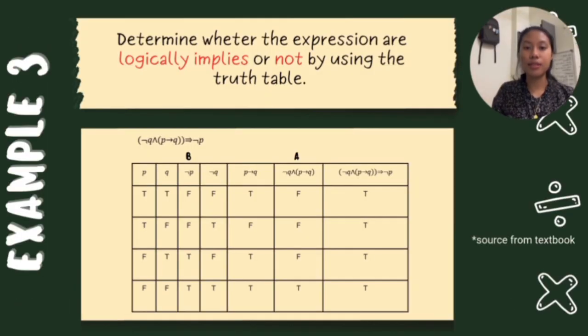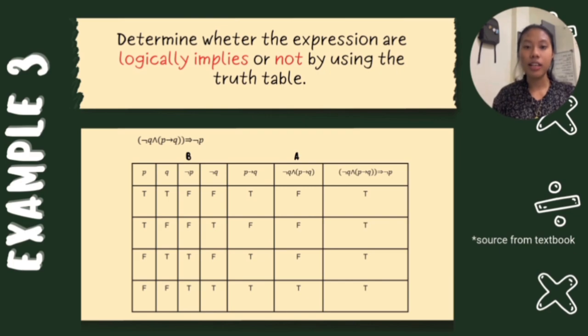Now I will explain example 3. This slide presents the truth table used to test the validity of the logical statement: not Q and P implies Q, logically implies not P. First, we start by listing the possible combinations of truth values for the propositions P and Q. Since each proposition can be either true or false, there are 4 possible combinations in total.